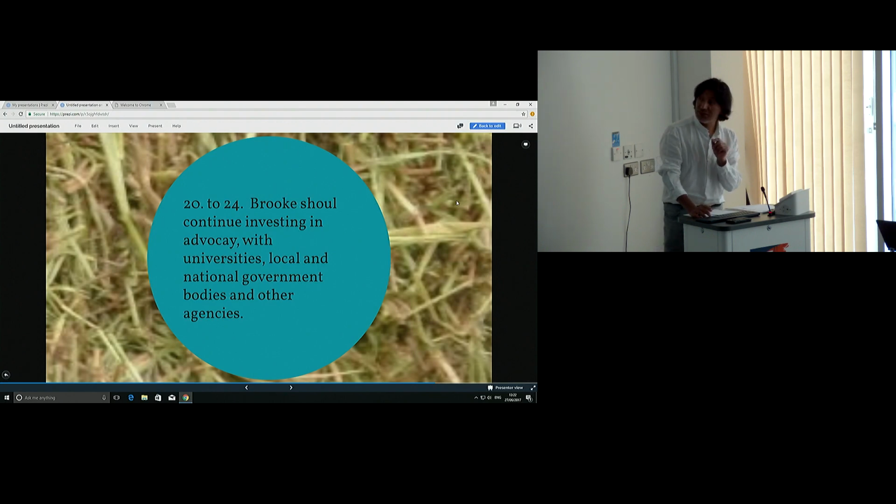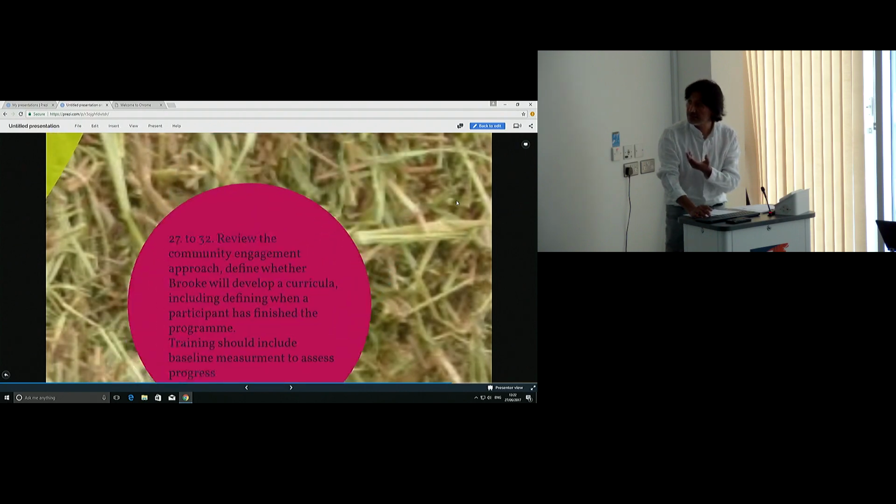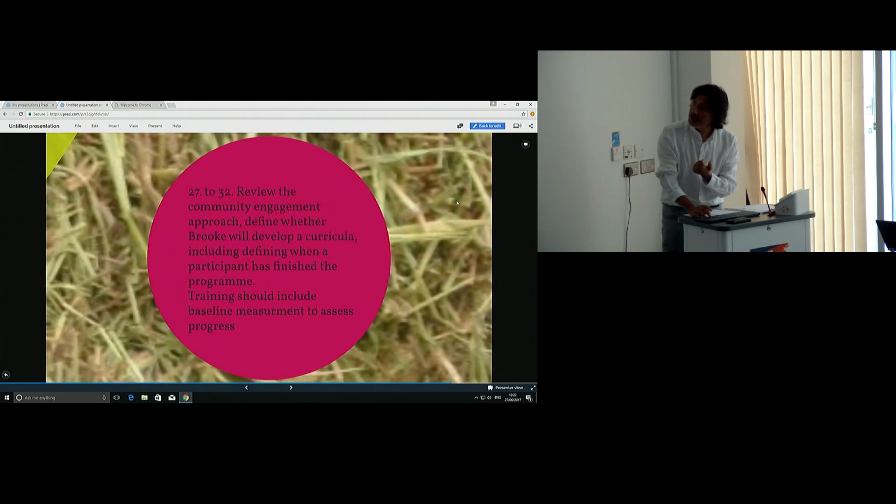You have to read the report, because this is a recommendation from 2020 to 2024. Brooke should continue investing in advocacy with universities, local and national government bodies, and other agencies. That is the strength of the program. It seems that now advocacy is the strength, and the weakness is the community engagement approach. So review the community engagement approach, and define whether Brooke will develop a curriculum, including defining when a participant has finished the program.